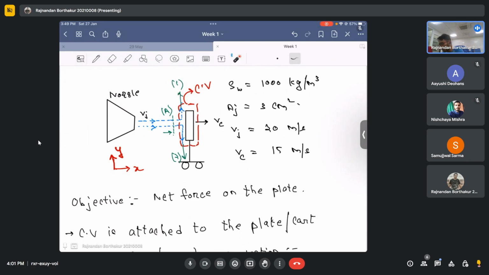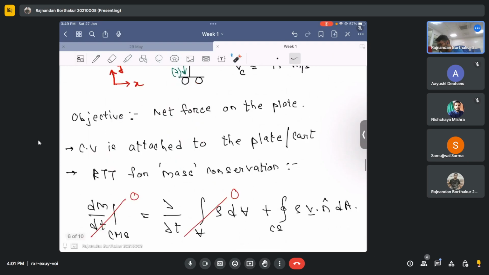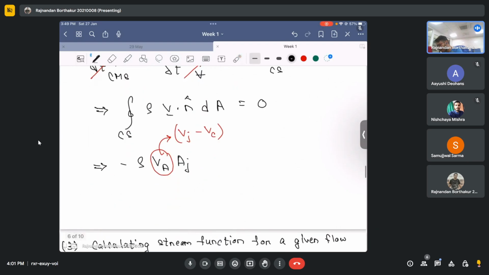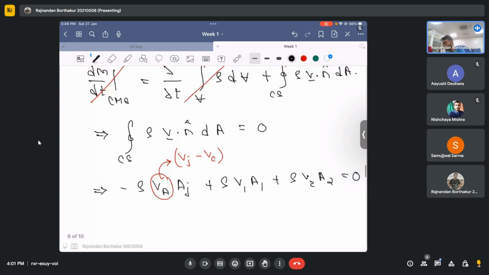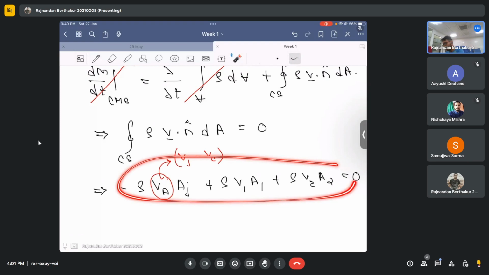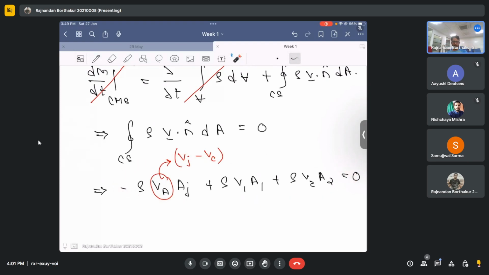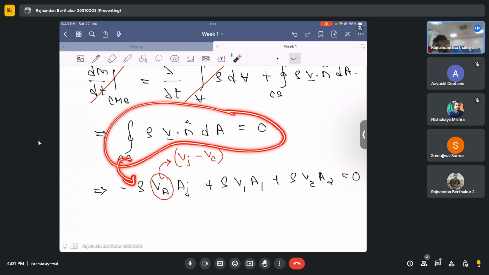And similar analogy can be drawn for cross section 2, which means for cross section 1, this term would be plus rho V1 A1, and for cross section 2, it would be rho V2 A2, and this is equal to 0. So I hope this expression that we wrote here can be understood by everybody. Okay, so I hope this is clear to you. So from this term we evaluate this term.